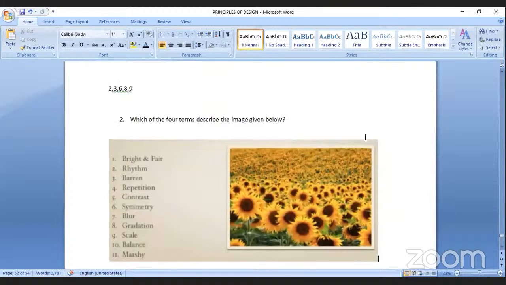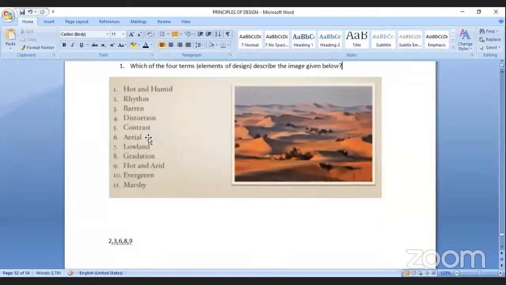Ma'am, which four of them are the most important? For sure, I can say it is barren, aerial, hot and arid, and gradation. Those four are certain. Rhythm may sometimes be different to the perceiver, but except for the third one, 3, 6, 8, and 9 are for sure.